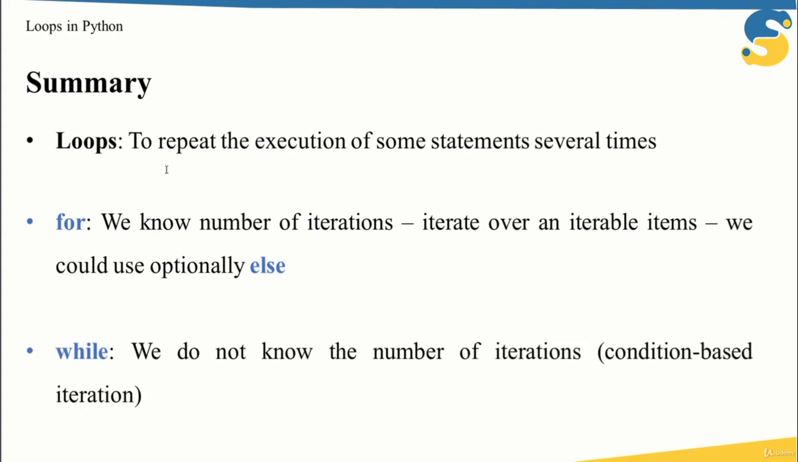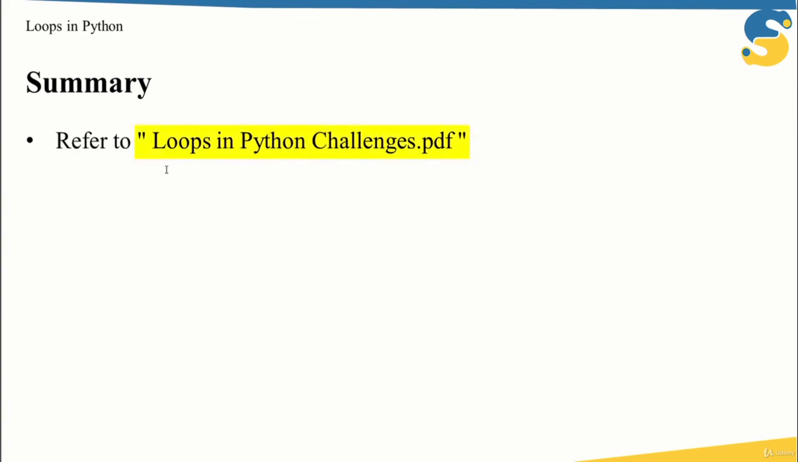The second type of loops is while, and usually we use while when we don't know the number of iterations previously, but I want to iterate as long as a condition is satisfied, and this is known as condition-based iteration. Please refer to the file Loops in Python Challenges, in which you will find some challenges to practice what you have learned in this lecture.